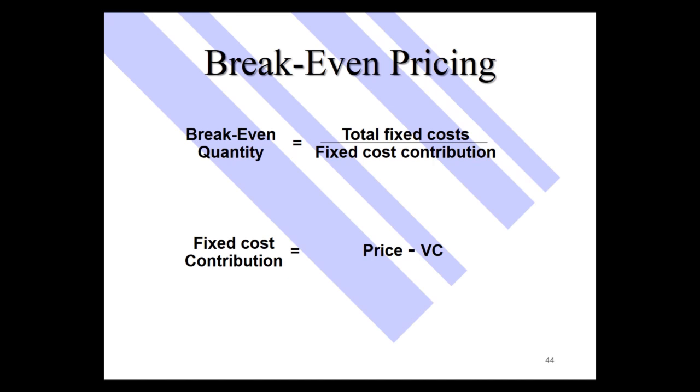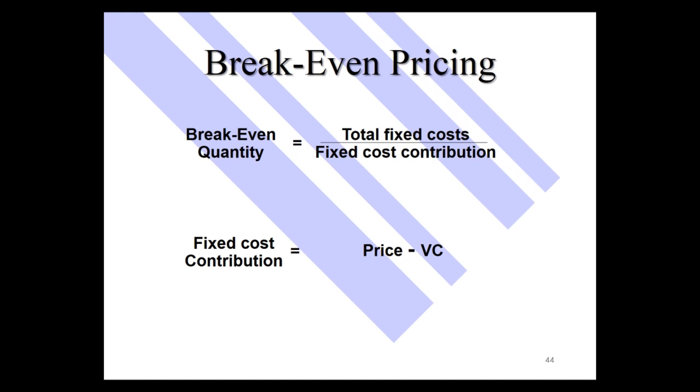For example, let's say that you sell a bottle of soda. We'll make the math real simple. Let's say it's $5. And the cost to put that together is $3. That's your variable cost. So your fixed cost contribution, your price minus your variable cost, 5 minus 3, is 2. So if you had fixed costs of 100, well, you're only making $2 contribution with each unit you sell.